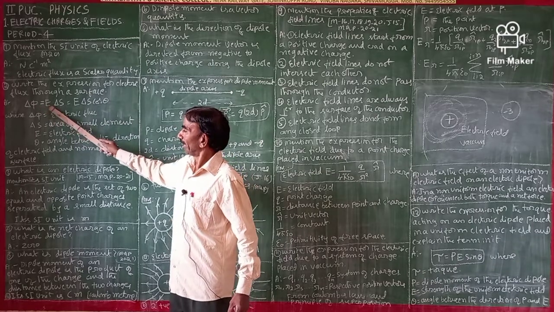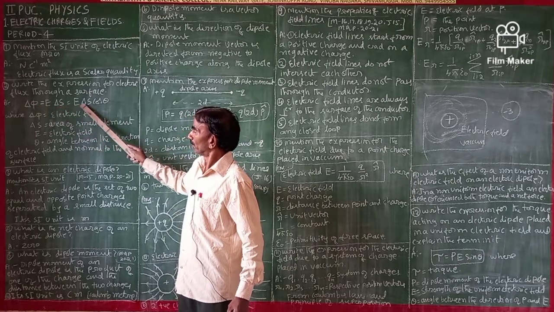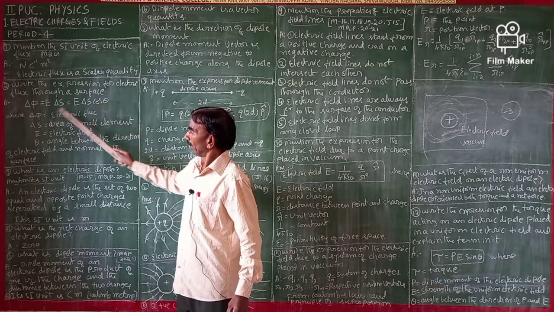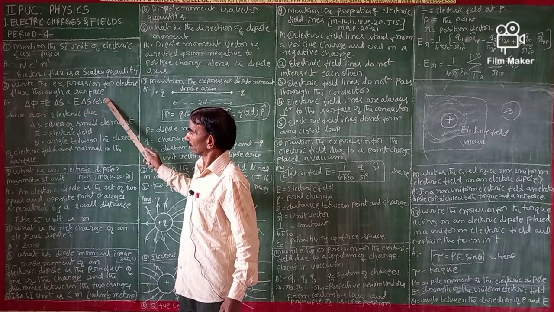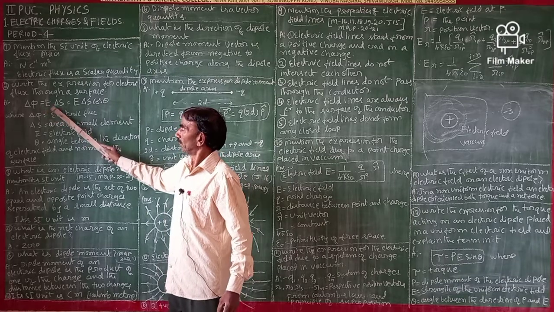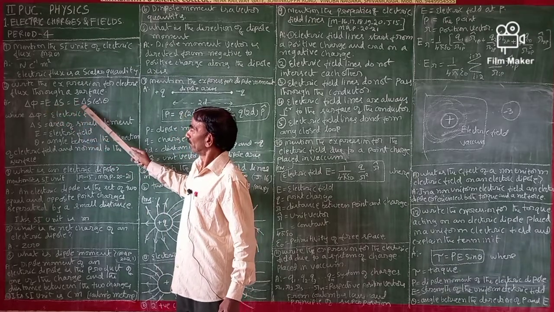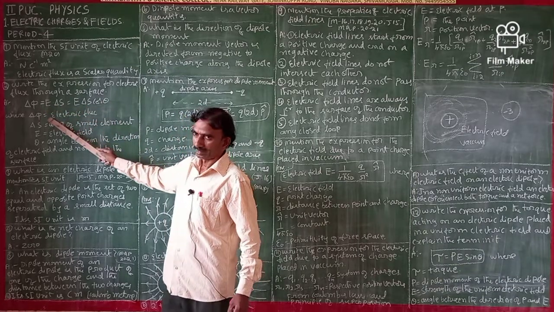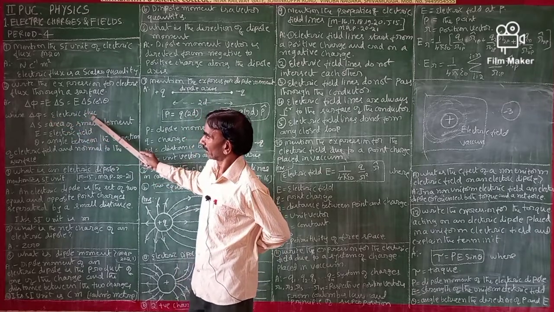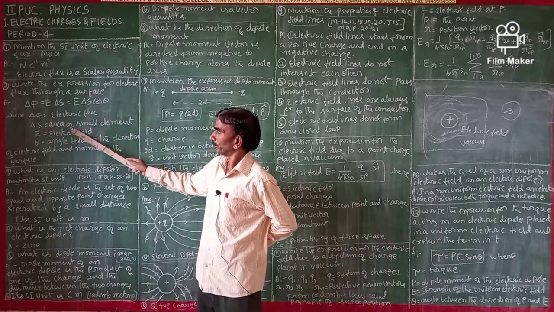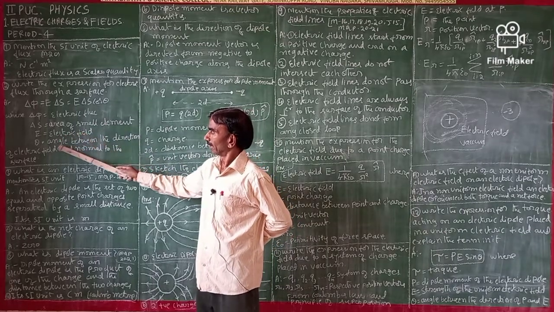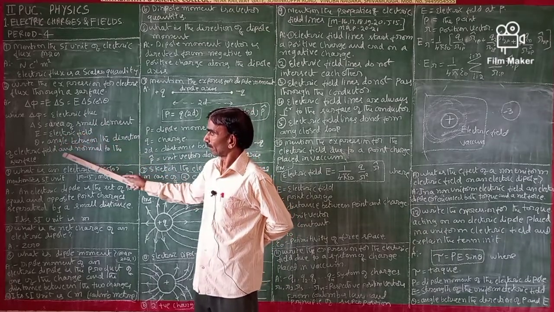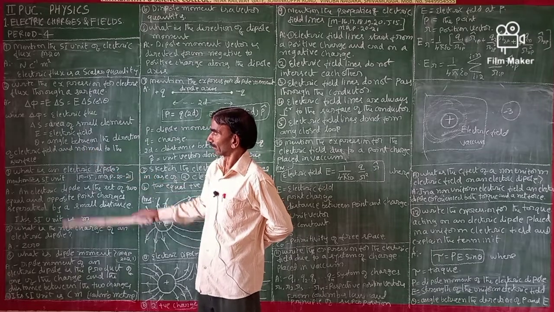d phi is equal to E dot delta S, which is equal to E delta S cos theta, where d phi is the electric flux, delta S is the area of a small element, E is the electric field, and theta is the angle between the direction of the electric field and the normal to the surface.